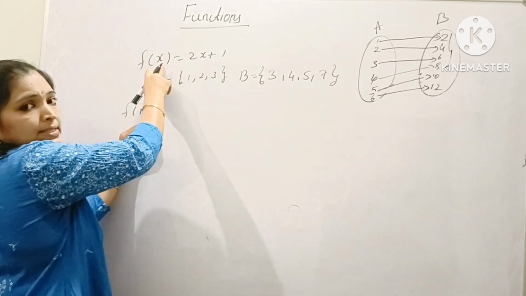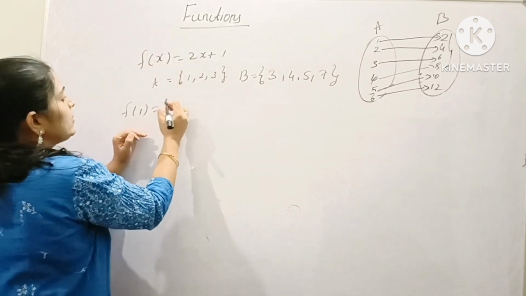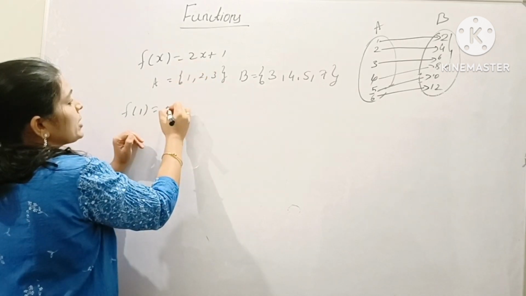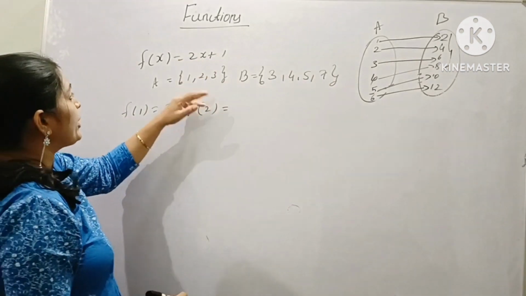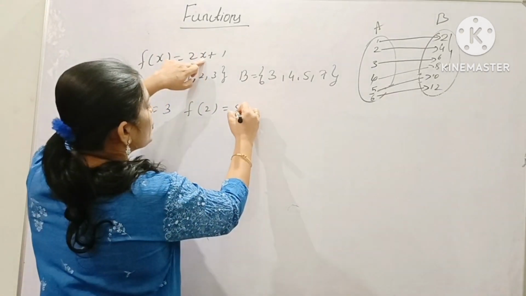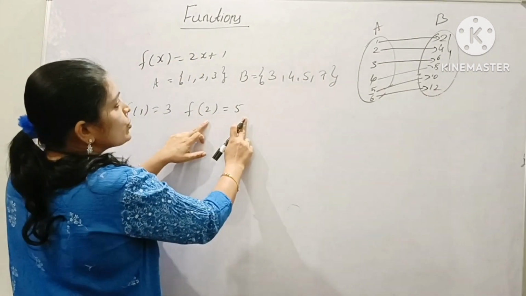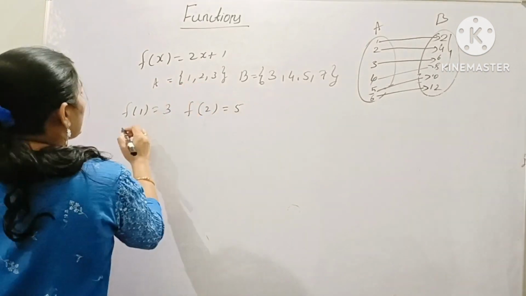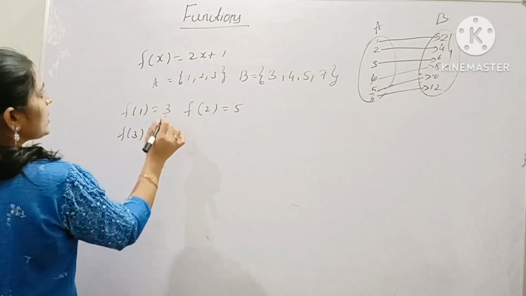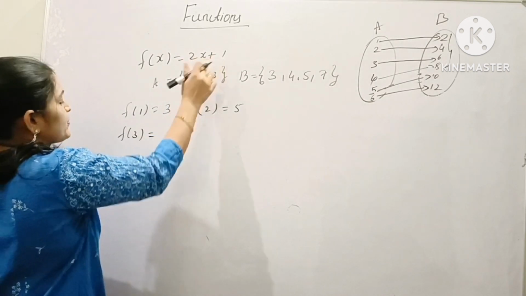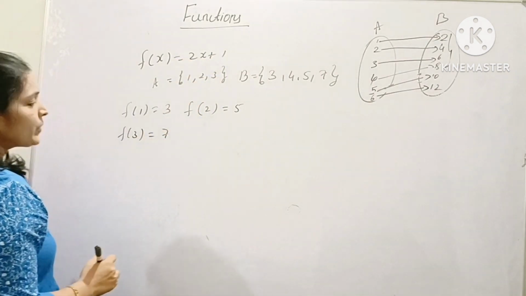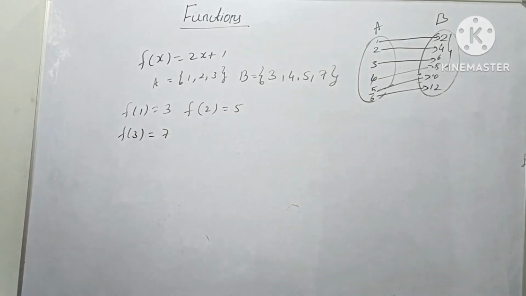F of 1 is, put x is equal to 1, 2 into 1 plus 1, that is 3. F of 2 is, put x is equal to 2, so you will get f of 2 is equal to 5. F of 3 is, substitute x is equal to 3, 2 into 3 is 6, 6 plus 1 is 7. Now we will write the domain of the function.